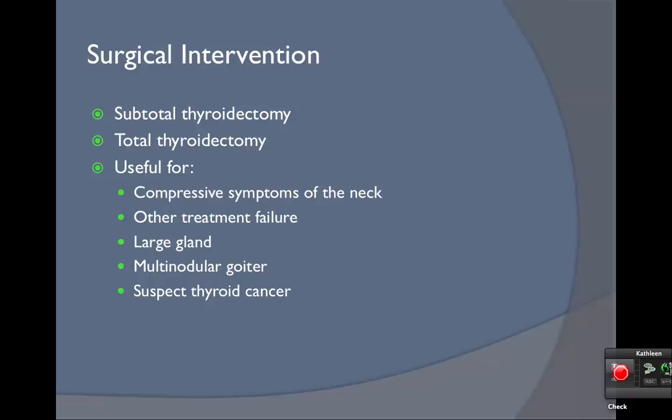Surgical intervention. Patients may require subtotal thyroidectomy or total thyroidectomy, and these are useful for patients that are having compressive symptoms of the neck. Other indications are treatment failures, a large gland, a multinodular goiter, or you suspect thyroid cancer.